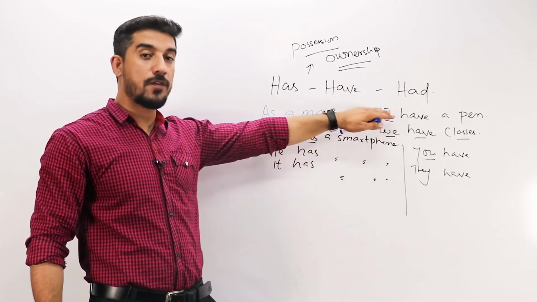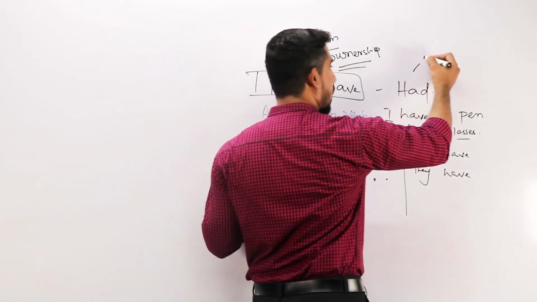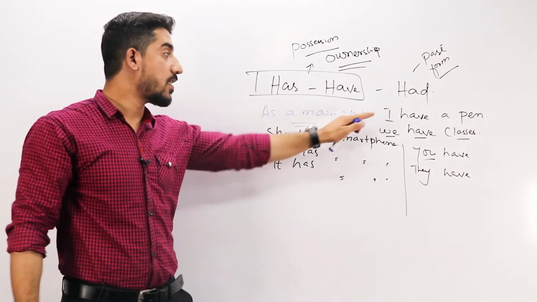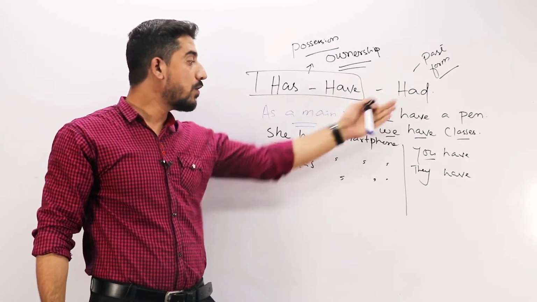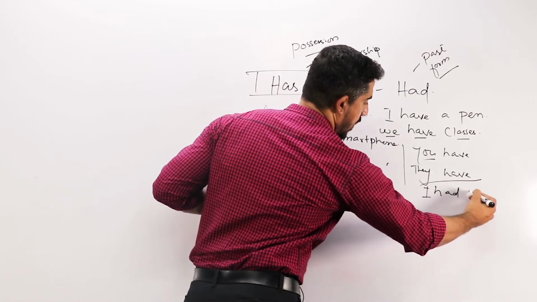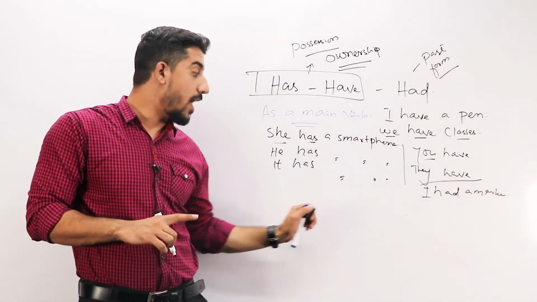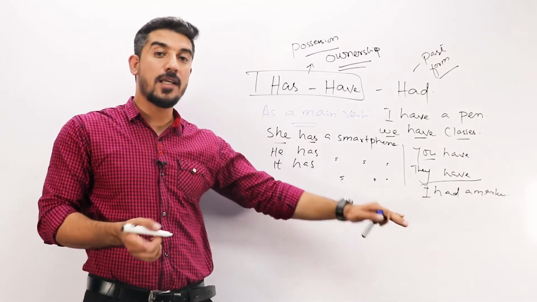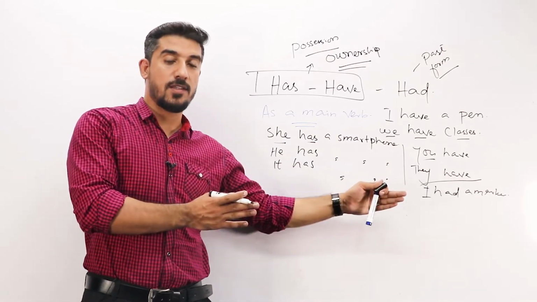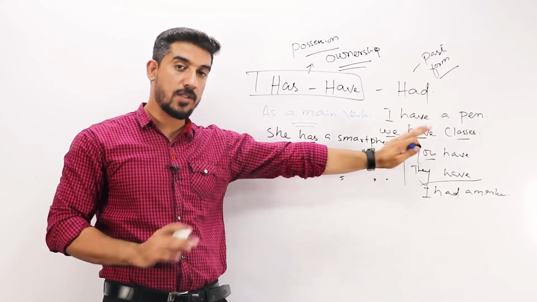In the past of have and has, the past form as a main verb is had. How do we use it? Just see. I had a marker. It means I don't have a marker now, I had it. I had a smartphone, it means I don't have it now. I had two friends, it means I don't have them now. That's how we are using it for the past. I hope it's clear.